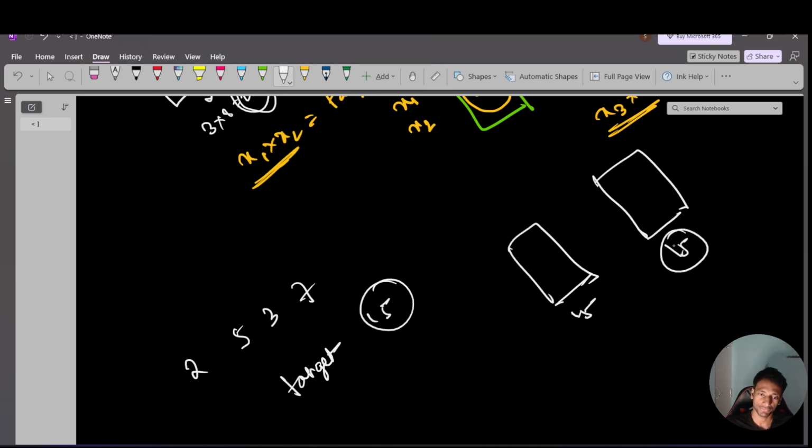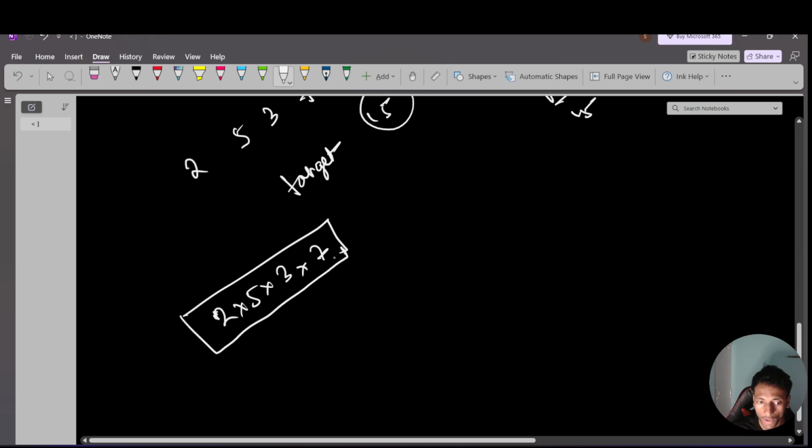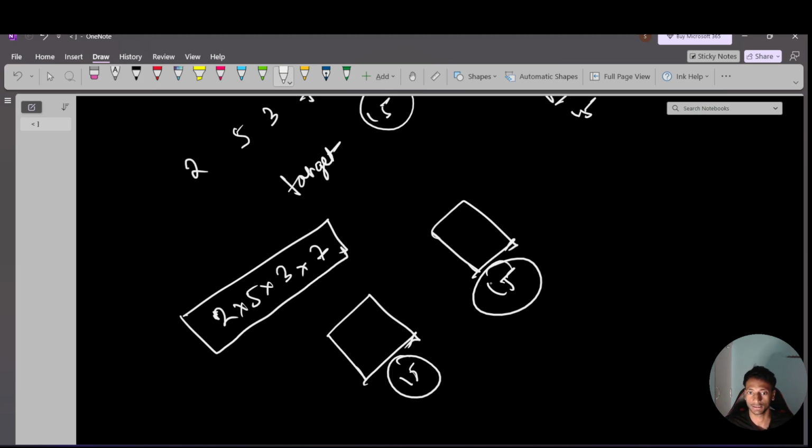So what can I observe here? If I know the total product, 2 into 5 into 3 into 7, this is the total product of all the numbers from the input array. Now I know that one subset's product has to be 15, and similarly for the other subset also. So when can I generate an answer? Maybe a possible answer exists, but I'm not sure. But when is it not possible to generate an answer? Suppose the total product is 48, just a random number.